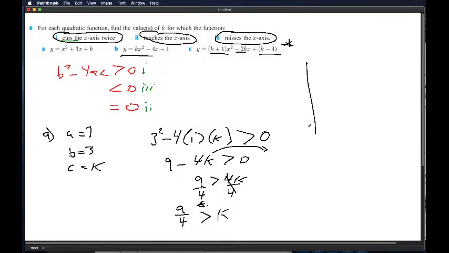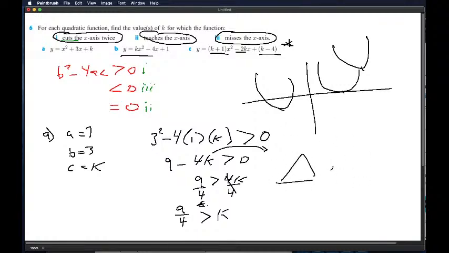It's basically the idea that you have a quadratic that crosses twice, a quadratic that crosses none, or a quadratic that just touches the line. And this is the whole idea behind discriminants. The discriminant formula is on the formula sheet. It is b squared minus 4 times a times c.